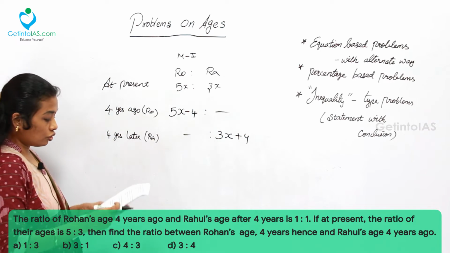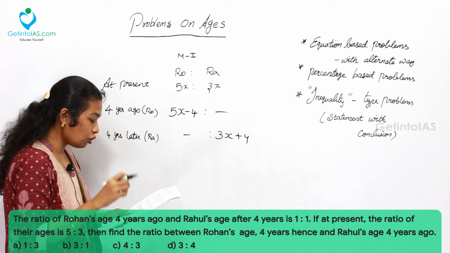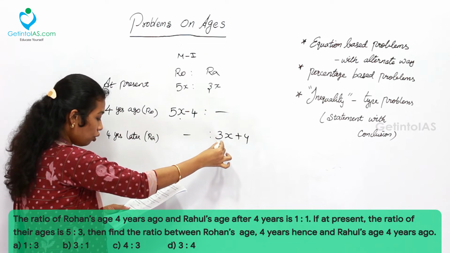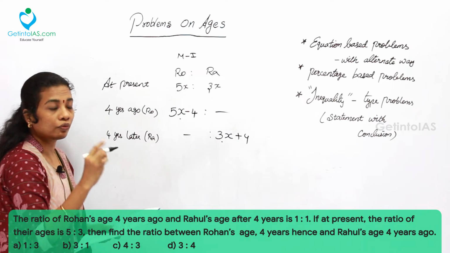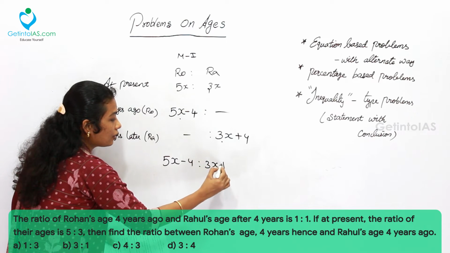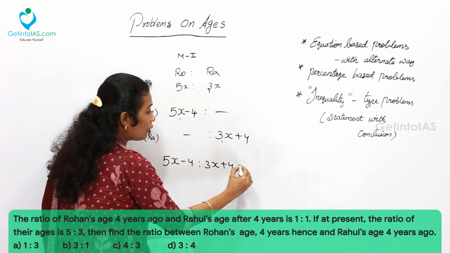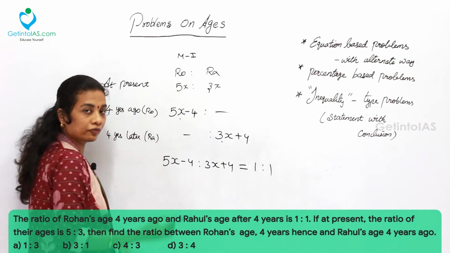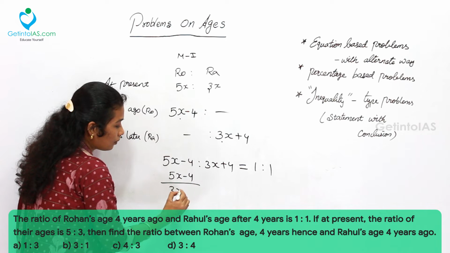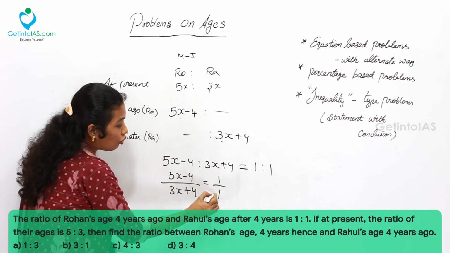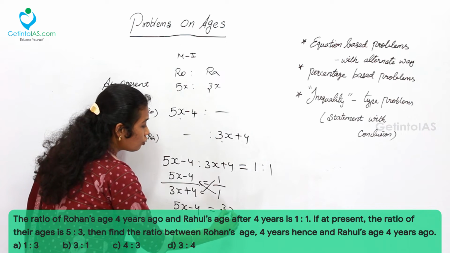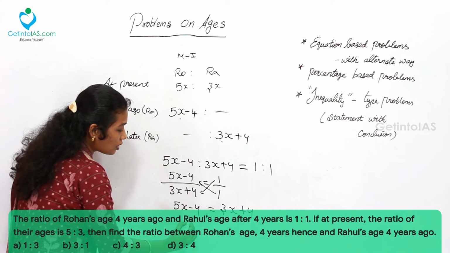I have left this. Reading the first line again, the ratio of Rohan's age 4 years ago and Rahul's age 4 years later is 1:1. 1:1 means what? How to write it? 5x minus 4 is to 3x plus 4, which is equal to 1:1, which means both are equal. Simply writing in the form of a fraction, both are equal, 1/1. Cross multiplication, both values are 1. The left side 5x minus 4 and the right side 3x plus 4 are equal. That's all. What is the result?